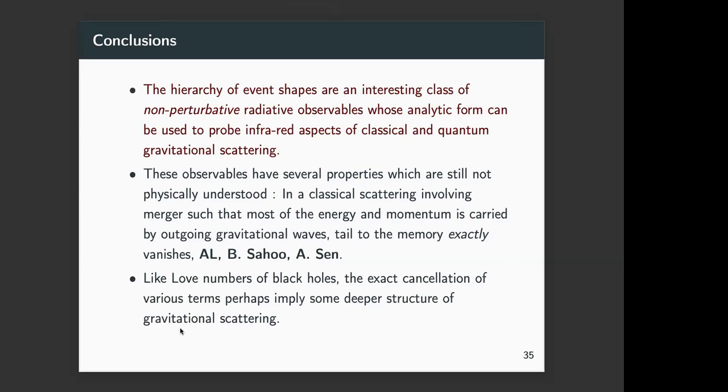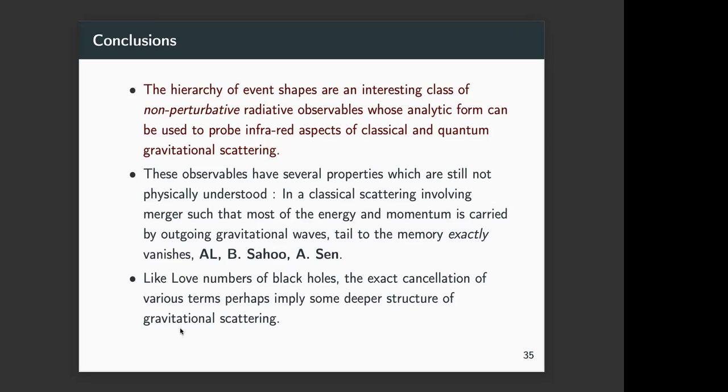So let me actually conclude. I'm almost done. This hierarchy of event shapes is an interesting class of non-perturbative radiative observables, and they are completely expressible in terms of initial and final momenta and angular momenta or spin of, for example, the scattering objects. And as we saw, they can be used to probe interesting aspects of classical and quantum scattering.